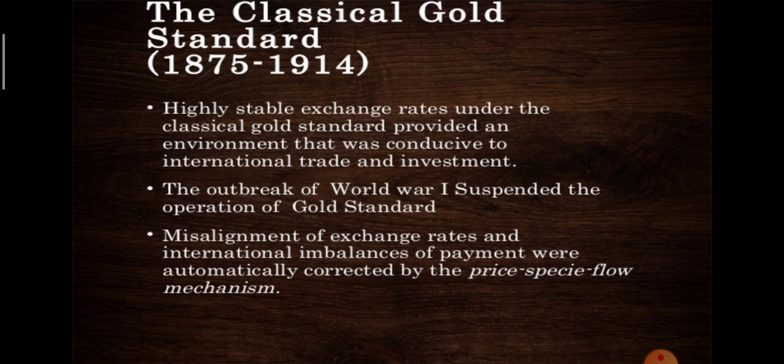Next is the classical gold standard. Highly stable exchange rates under the classical gold standard provided an environment that was conducive to international trade and investment. The outbreak of World War I suspended the operation of the gold standard. Misalignment of exchange rates and international imbalances of payment were automatically corrected by the price specie flow mechanism. So, ito yung mga naintindihan ko at pinaiksi ko na lang kasi sobrang haba nito.